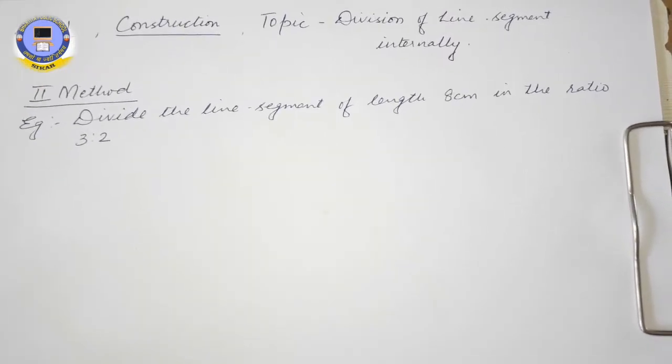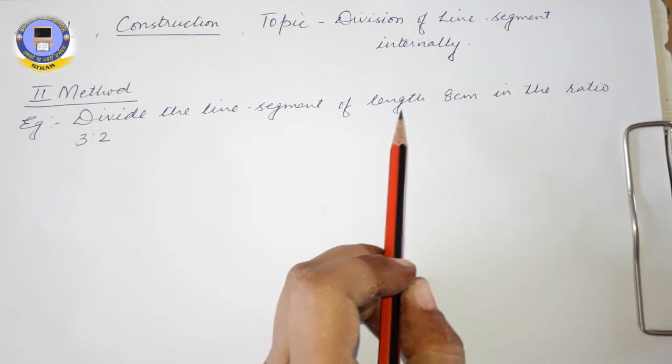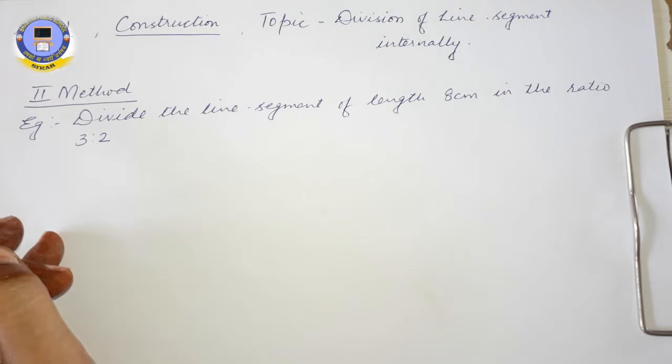Good morning students. Chapter number 11, Constructions, is going on, and today we will study how to divide a line segment internally by the second method. In our previous class we discussed the first method. It is the same example: we have to divide a line segment of length 8 cm in the ratio 3:2, now by the second method.